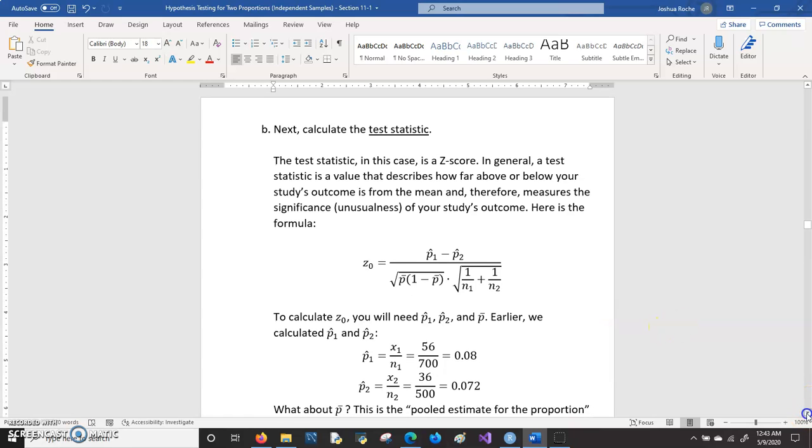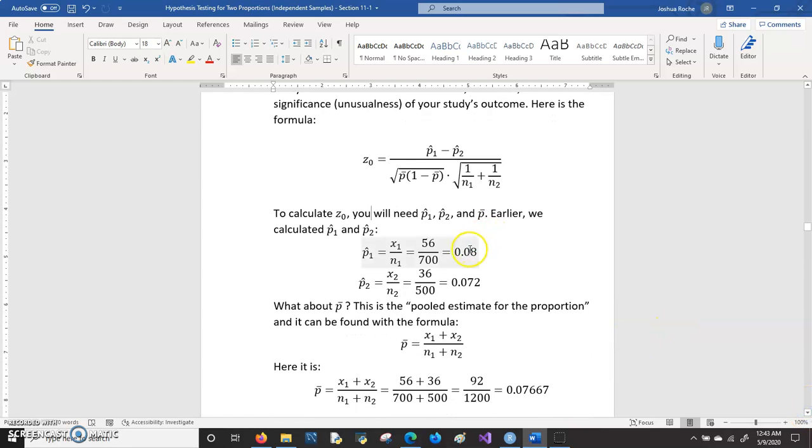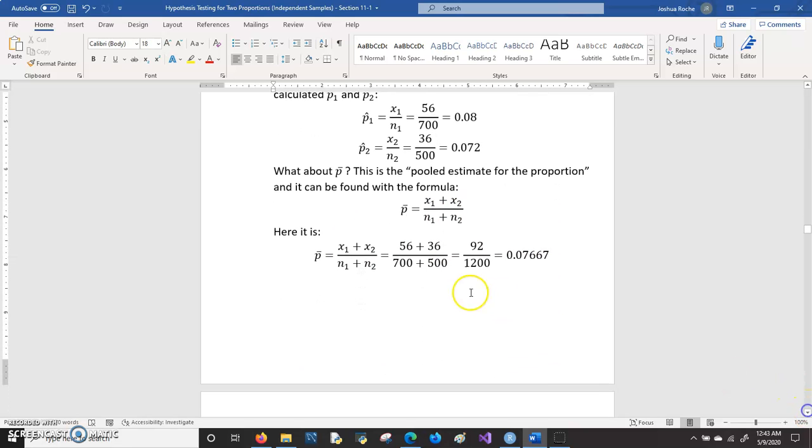Earlier we calculated p hat 1 and p hat 2. There's the 0.08, 0.072. What about this p bar? That represents the pooled estimate for the proportion. And it can be found using this formula: x1 plus x2 divided by n1 plus n2. We'll put in those values for x1 and x2, n1 and n2, work that out, and it comes out to 0.07667.